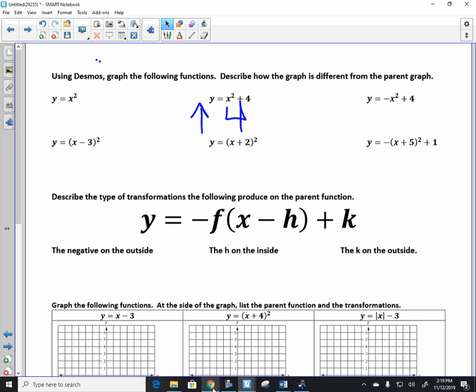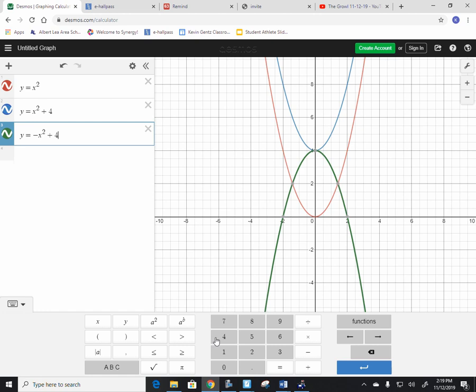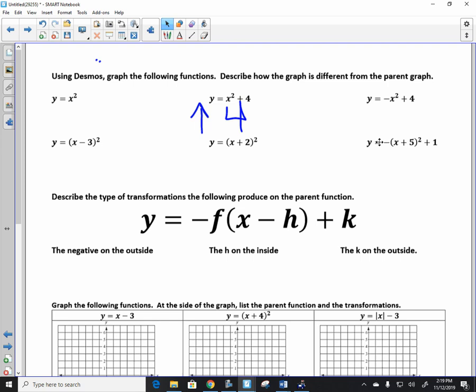I'm getting an upside down prediction here. Let's see what happens. I have y is equal to negative x squared plus 4. And I get the green. You're absolutely right. It's upside down and it's up 4. Write it down. Upside down, up 4.